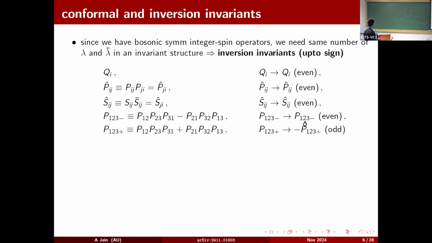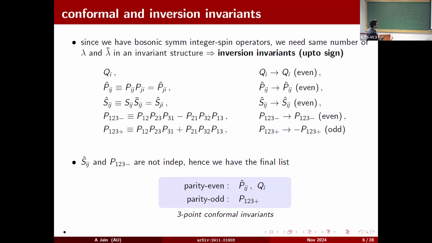So these are the conformal ones. The conformal ones were Qi, P hat ij's, S hat ij, P123 minus and P123 plus, where only one of them was odd. And then I said that the S hat ij's and the P123 minuses are not independent. There's a linear relation between them and the Q's and P's.